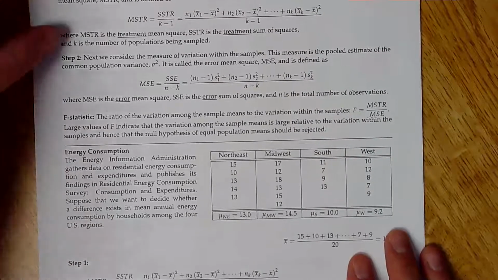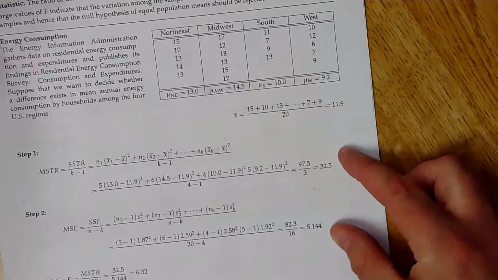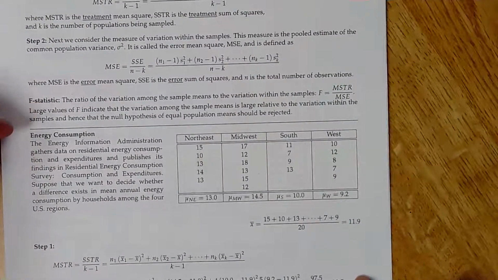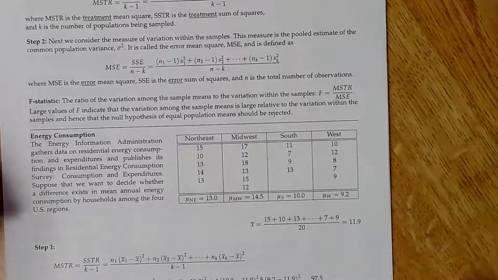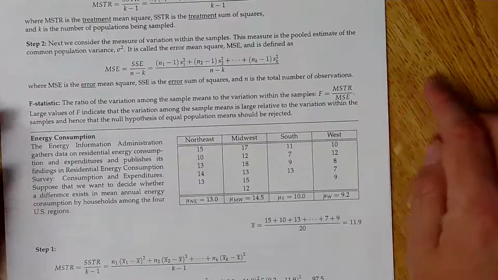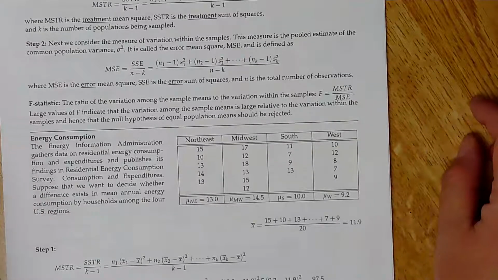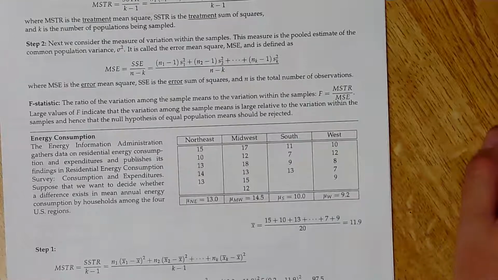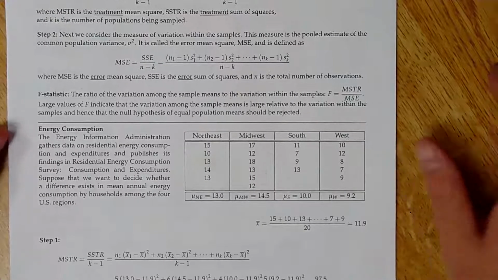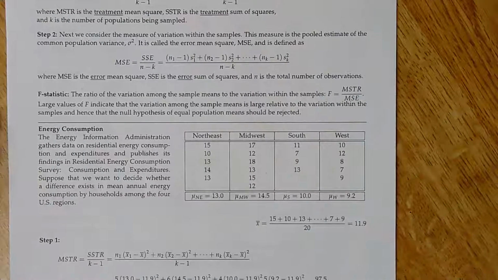So now I just need to divide these two results that we have here to get my F statistic. So that ratio of variation among the sample means to the variation within the samples is given by this formula. Large values of F indicate the variation among the sample means is large relative to the variation within the samples, and hence we would reject the null hypothesis. So our null hypothesis is going to be that these means are all equal, right? There's nothing interesting going on, everything's status quo. To reject the null hypothesis would be to say that these means are not all equal, that at least two of them are different.